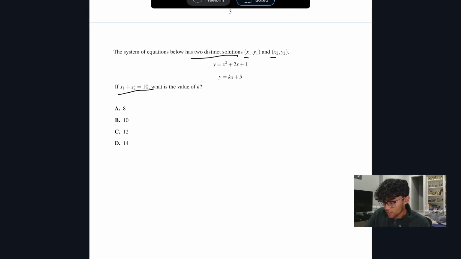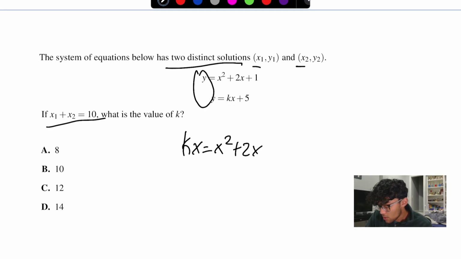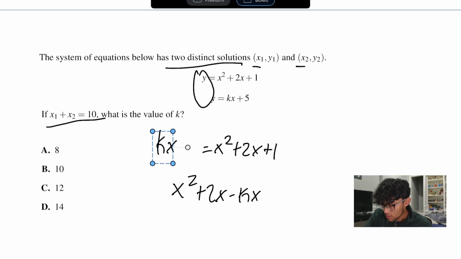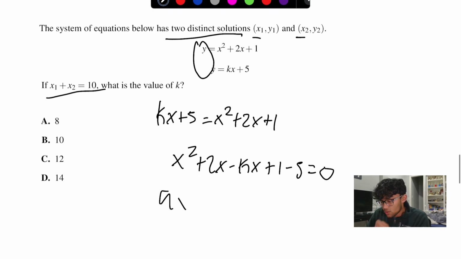Okay, so now that we have understood that little part, we can solve the rest of this question, right? So first thing to do is to solve this system of equations, right? So we know that they're both equal to y, so we can set kx plus 5 equal to x squared plus 2x plus 1. Now let's set that equal to 0. So x squared plus 2x minus kx plus 1 minus 5 is equal to 0. And we're setting this to 0 so we can actually compare it to our standard form equation that I just talked about.